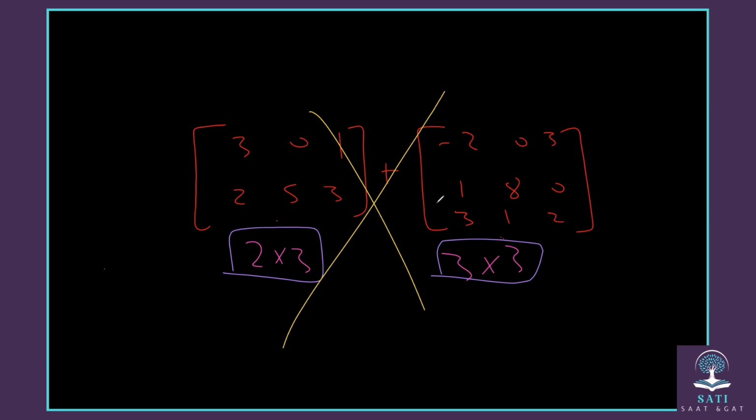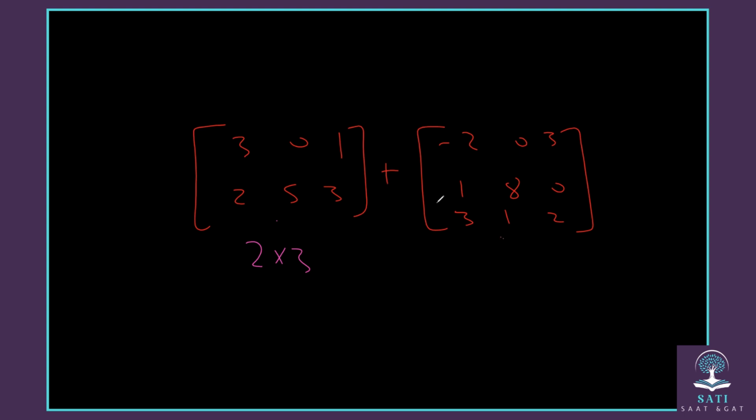If they have the same order. Okay, if I write them this way, look, if I have these two matrices, can I add them now? Yes, as you see now, they have the same order. Both of them have 2 rows, and both of them have 3 columns. So in this case, I can add them.